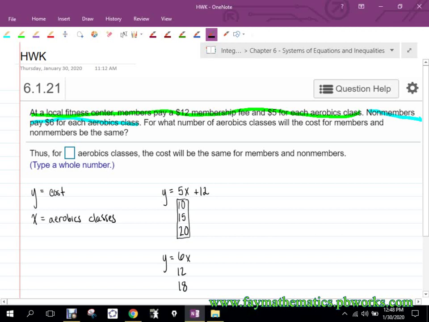Yes, X, right? When X is 1, that's one class. When X is 2, that's 12. When X is 3, it's 18, right? So those are my two equations that we're going to be asked to create. Now the question is, for what number of aerobics classes will the cost be the same? So that's a way of basically saying, in a contextual problem, when you graph these two lines, where do they cross? Okay? So look for that ordered pair of where they cross.